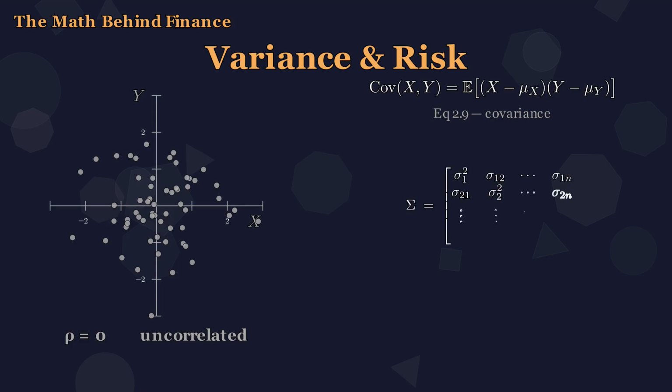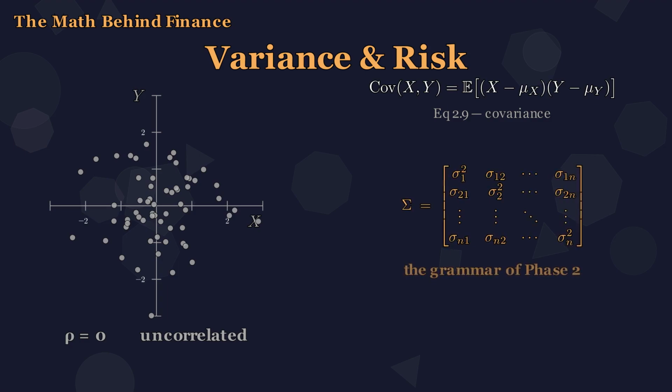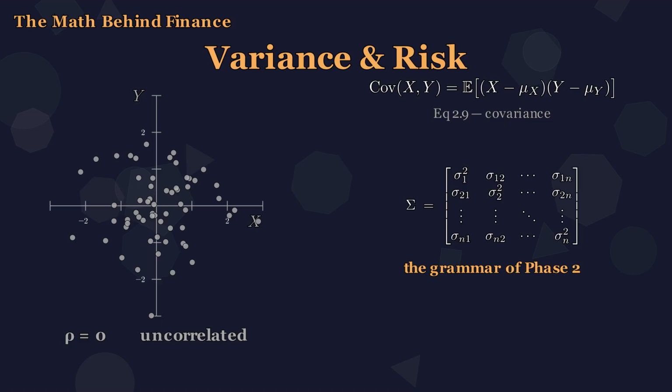With n assets, that single number becomes an n by n matrix. Capital sigma, the covariance matrix. Diagonal entries are variances. Off-diagonal entries are the covariances. Every phase 2 formula you will see, Black-Scholes, risk-neutral pricing, portfolio optimization, is written in the language of this matrix.